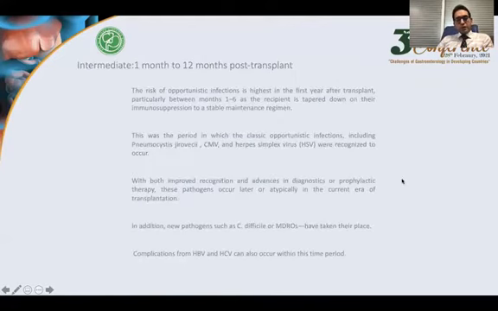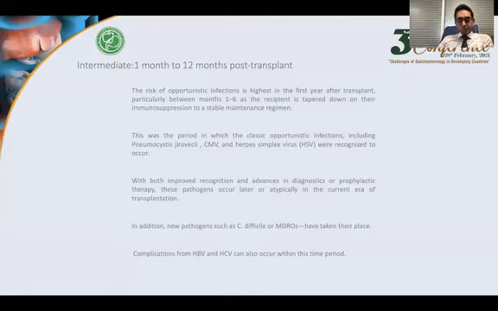When we talk about the intermediate phase, the duration ranging from 1 month to 12 months post-transplant, the risk of opportunistic infections is highest in the first year after transplant, particularly between 1 to 6 months, as the recipient is tapered down on the immunosuppression to a stable maintenance regimen. This was the period in which the classic opportunistic infections, including PJP, CMV, and herpes simplex virus, were recognized to occur earlier. With both improved recognition and advances in the diagnosis and prophylactic therapy, these pathogens occur later or atypically in the current era of transplantation.